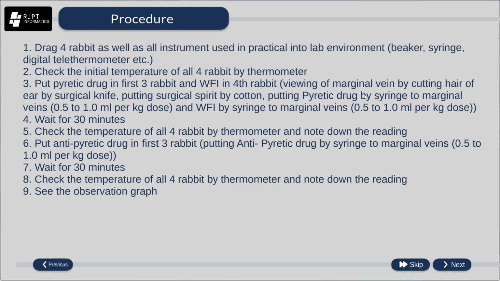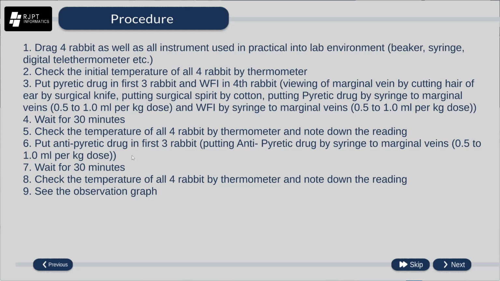At first, we will view a marginal vein by cutting the hair of the ear of the rabbit with the help of a surgical knife. Then we will put surgical spirit by cotton, and then we will inject the pyretic drug with the help of a syringe, about 0.5 to 1 milliliter. For the fourth rabbit, we will inject water for injection into the marginal vein at about 0.5 to 1 milliliter per kilogram dose. After that, we will wait for 30 minutes and then check the temperature of all four rabbits by thermometer and note down the readings.